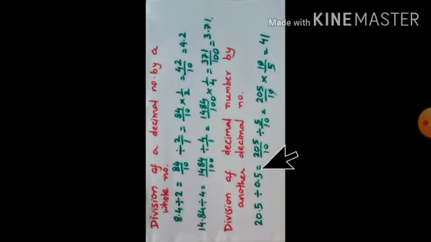20.5 divided by 0.5. Now is equal to 205 upon 10 divided by 5 upon 10. This point will go and upon 10 will come. So equal to 205 upon 10 into 10 upon 5. So 0 0 will be cut here is equal to 205 divided by 5. Divide the numbers. 205 by 5, you will get 41.